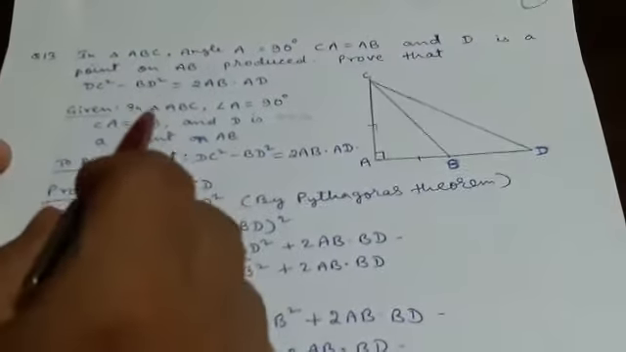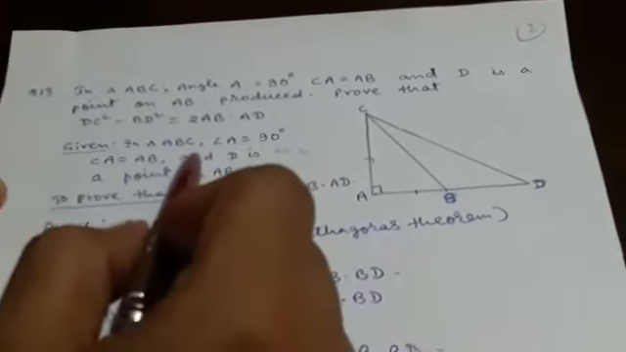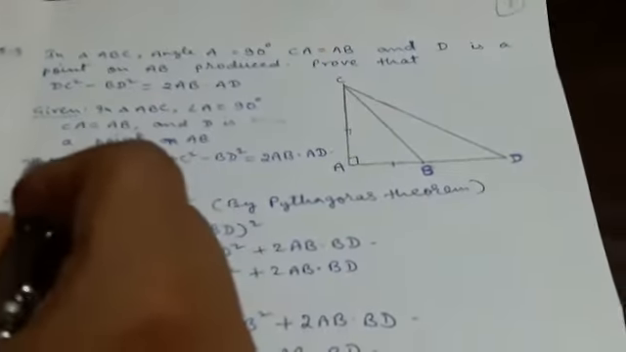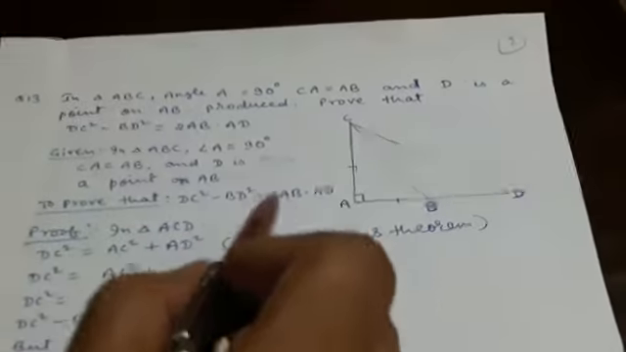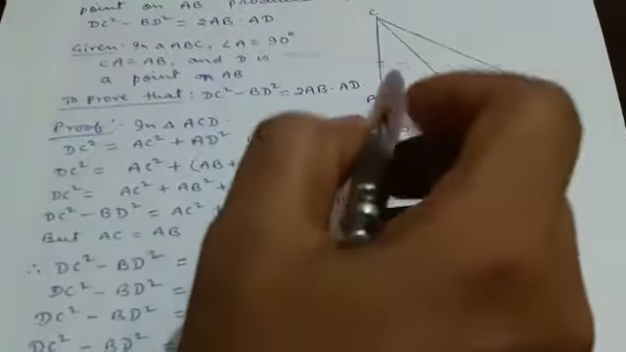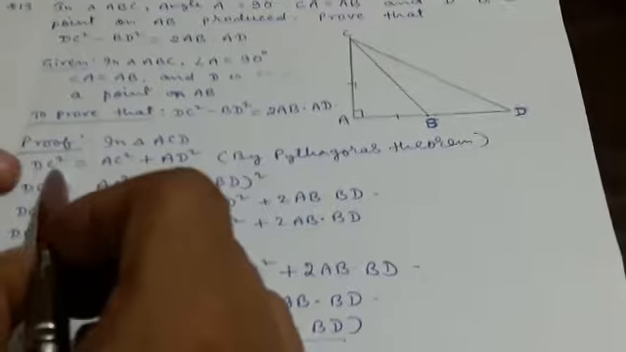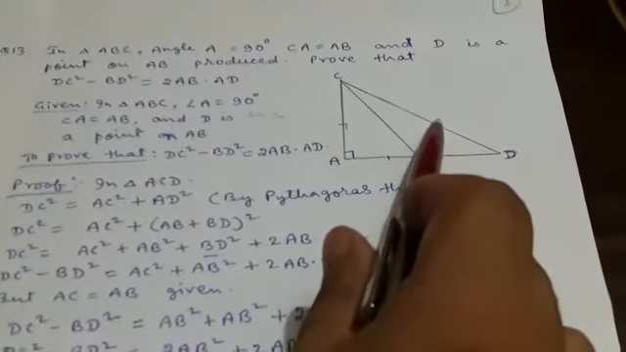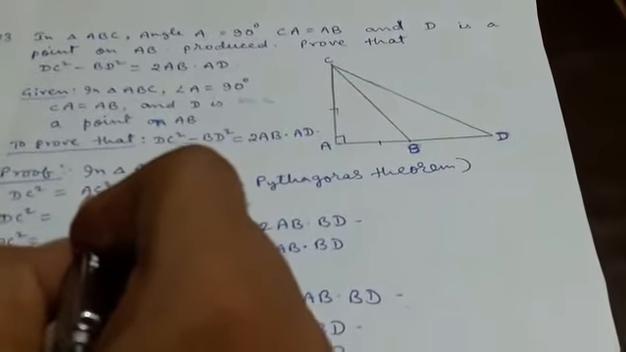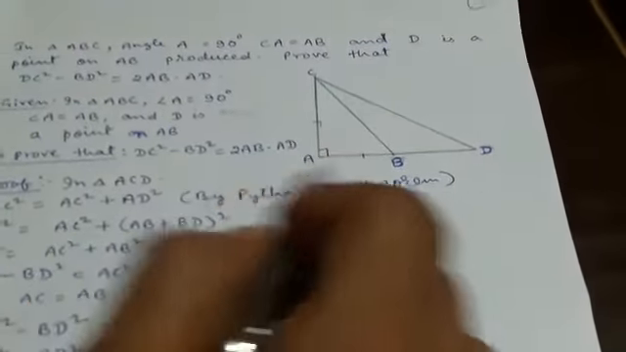Let us see. Given, in triangle ABC, angle A is 90 degrees, CA is equal to AB, and D is a point on AB produced. To prove that DC square minus BD square is equal to 2AB into AD. Proof. In the bigger triangle ACD, DC will be the hypotenuse, so DC square is equal to AC square plus AD square by Pythagoras theorem.